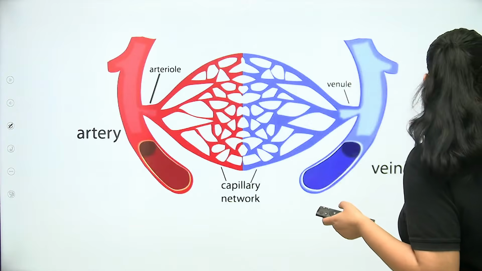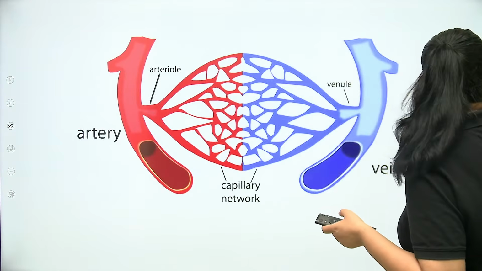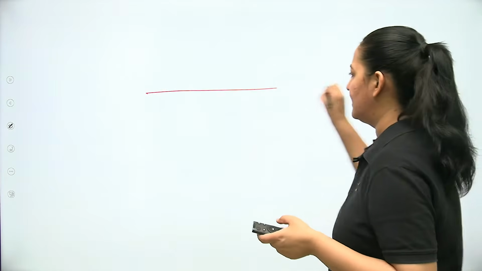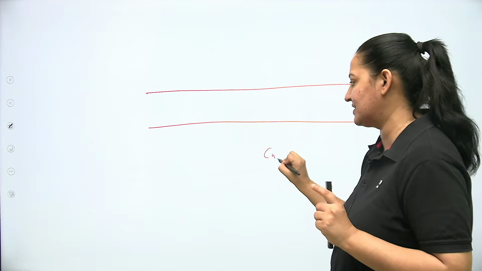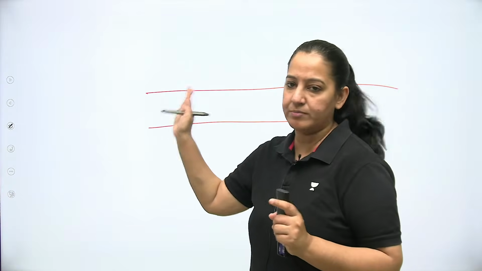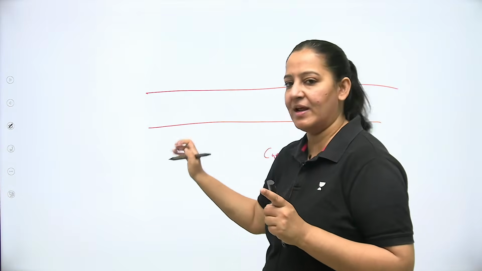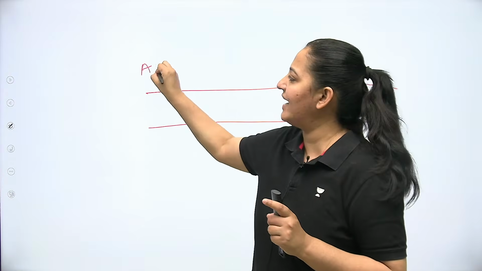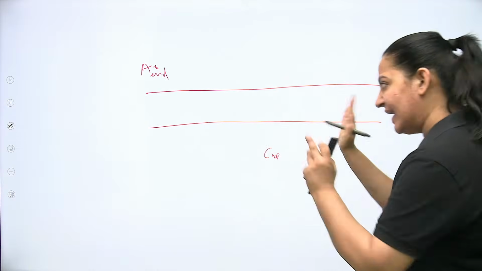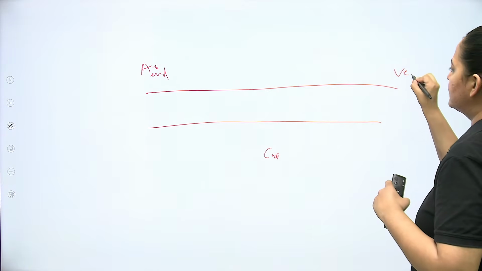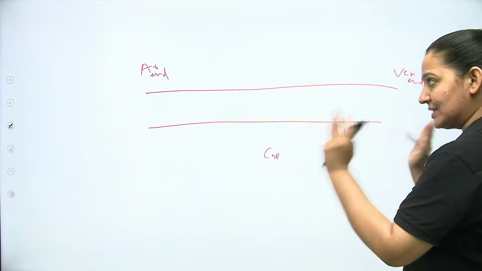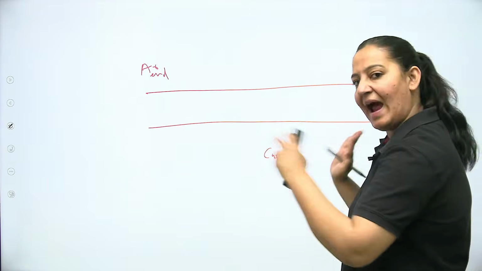So let me draw a capillary separately. So this is a capillary. It is not an artery, it is not a vein, it is a capillary. Now the capillary arises from the artery. So from the artery, the capillary is coming. This is the arterial end of the capillary, right? And it leads to the vein. So this is the venous end. This is a capillary having two ends, arterial end and venous end.